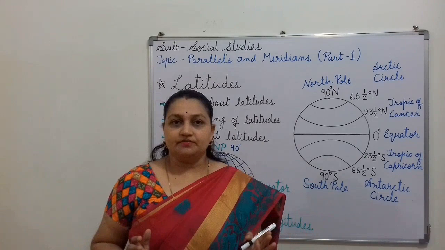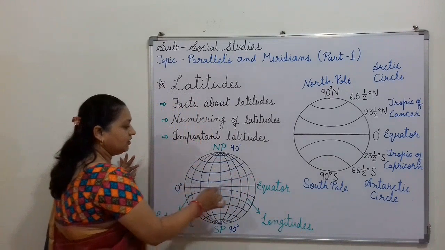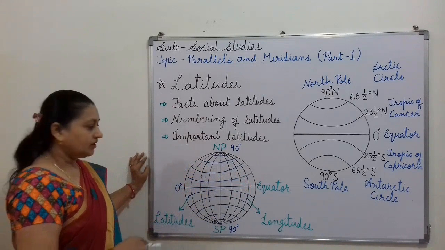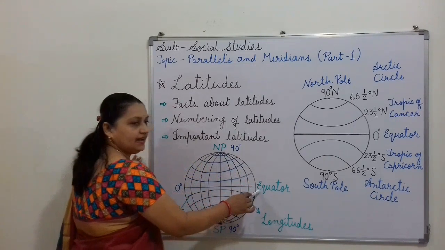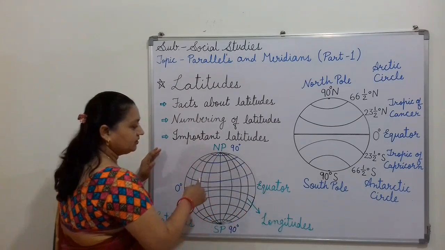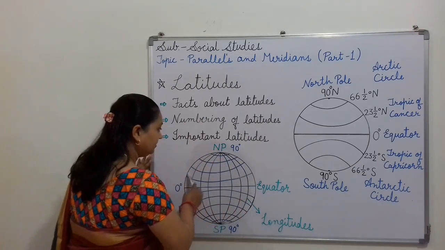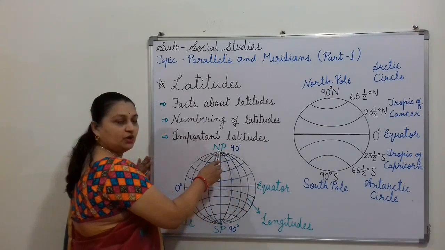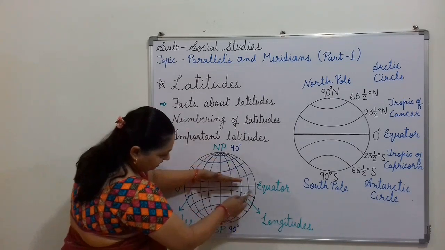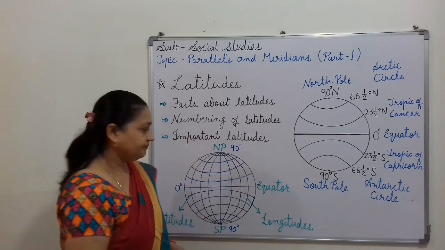What are latitudes? Look at this figure. The imaginary lines drawn horizontally are called latitudes. This is the central line of latitude known as the equator. It divides the earth into two equal halves. From the equator to the North Pole, it is called the Northern Hemisphere. From the equator to the South Pole, it is called the Southern Hemisphere.